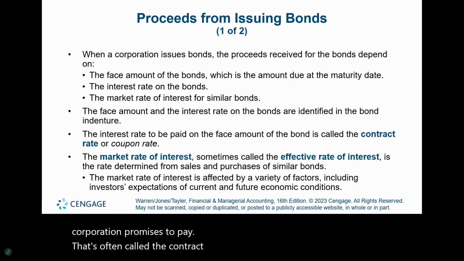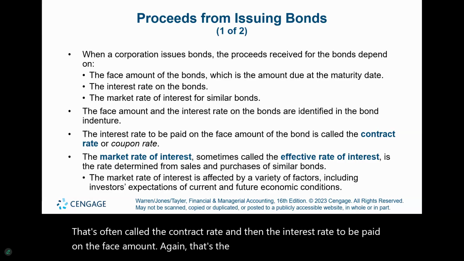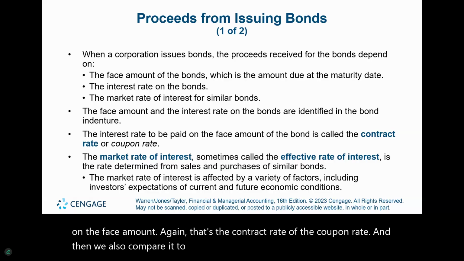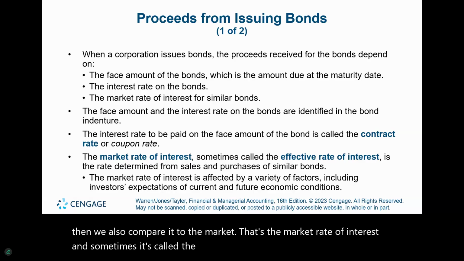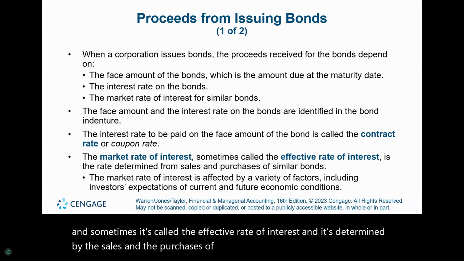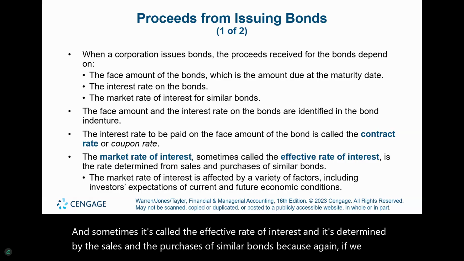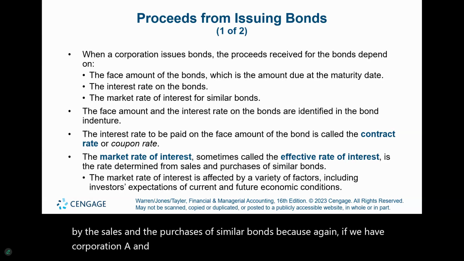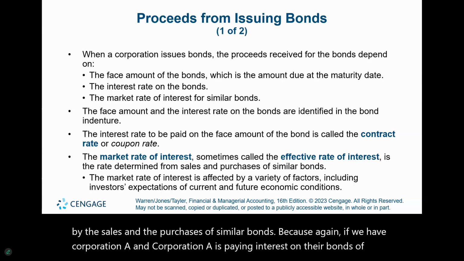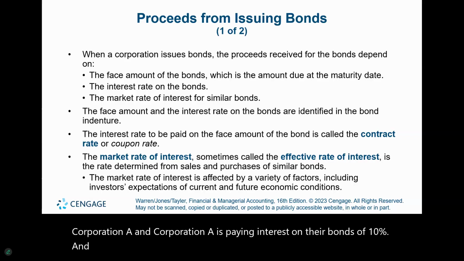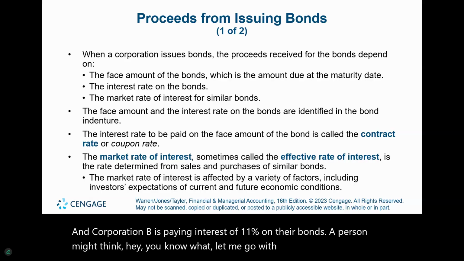And then the interest rate to be paid on the face amount, again, that's the contract rate or the coupon rate. And then we also compare it to the market. That's the market rate of interest, and sometimes it's called the effective rate of interest. And it's determined by the sales and the purchases of similar bonds. Because again, if we have Corporation A and Corporation A is paying interest on their bonds of 10%, and Corporation B is paying interest of 11% on their bonds, a person might think, hey, let me go with Corporation B because they're paying more interest.